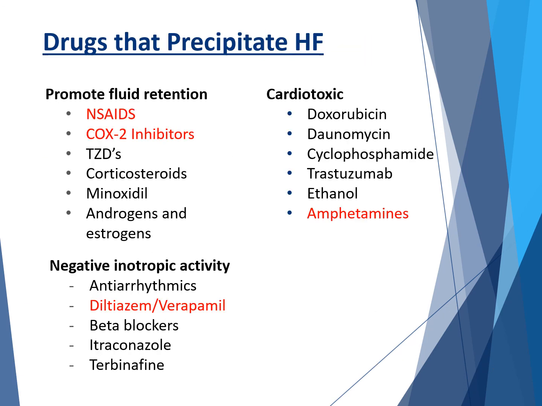Lastly, it's important to mention drugs that precipitate heart failure. The ones that I've highlighted in red should really be taken into account. So NSAIDs or COX-2 inhibitors should specifically be avoided in patients with heart failure, especially COX-2 inhibitors like celecoxib, because there is a cardiovascular risk associated with these agents. Diltiazem and verapamil are specifically contraindicated in patients that have reduced ejection fraction heart failure, so should be discontinued if a patient does have an EF of less than 40%. And then amphetamine should be discouraged in any patient that does have heart failure.